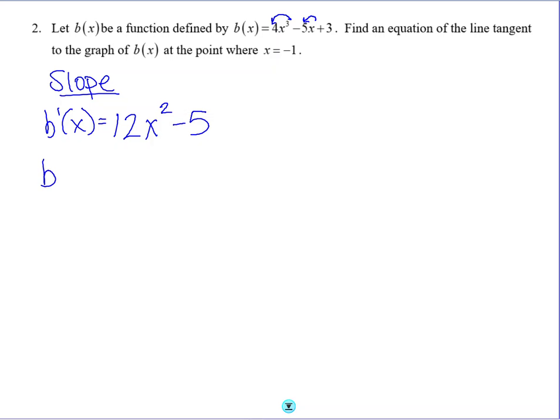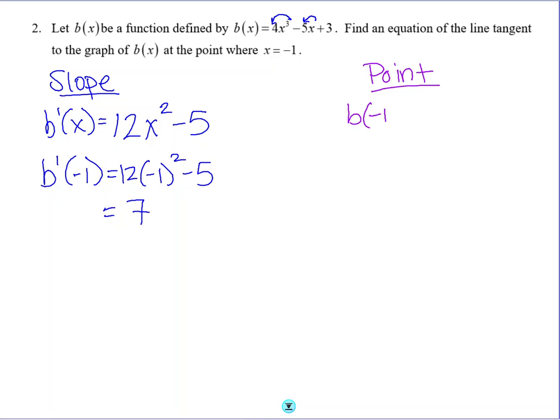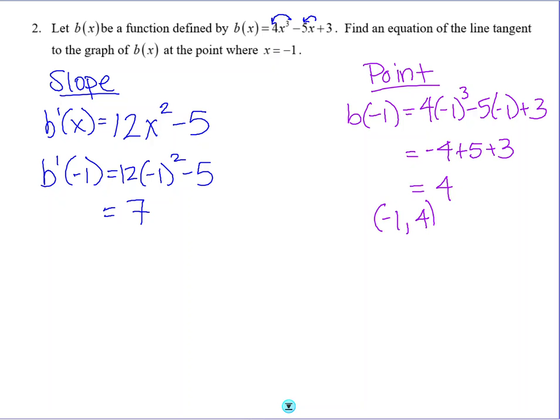To find the slope at negative 1, we need to plug in negative 1 for x, and I end up with 7 as my slope. To find the point, I just need to plug in negative 1 for x in the original function, so I end up with negative 4 plus 5 plus 3, which gives me 4. So my point is (-1, 4).